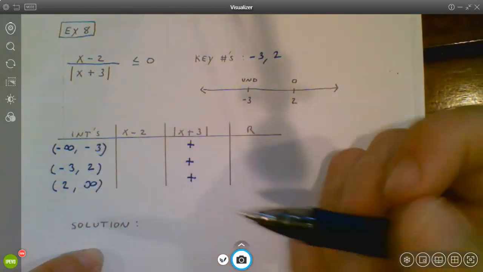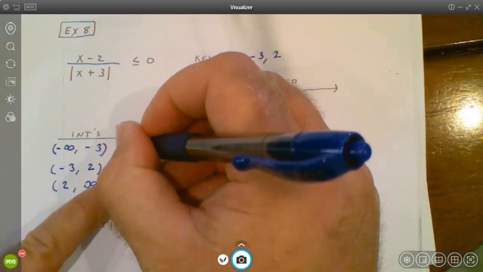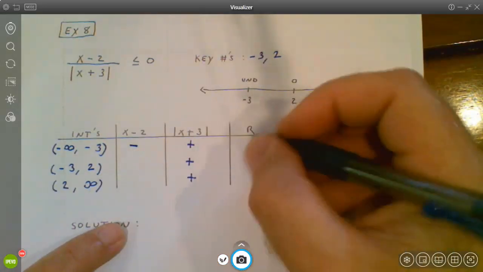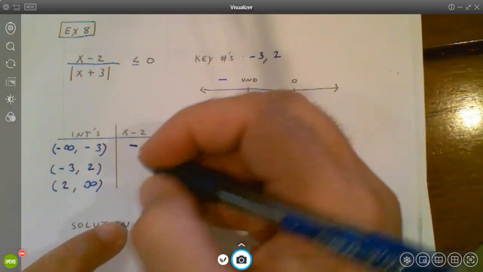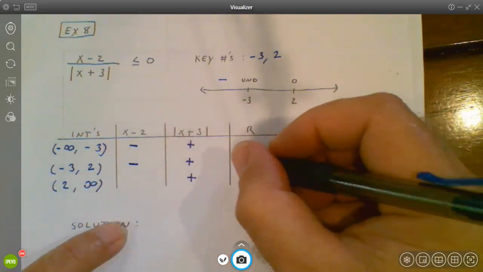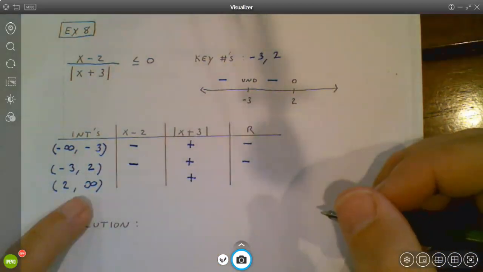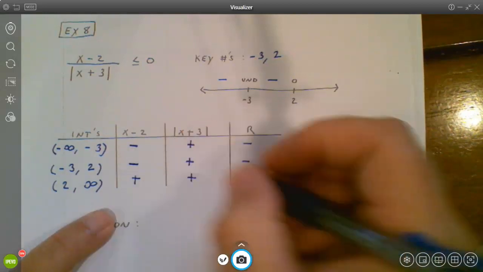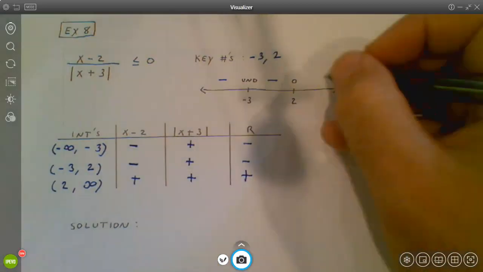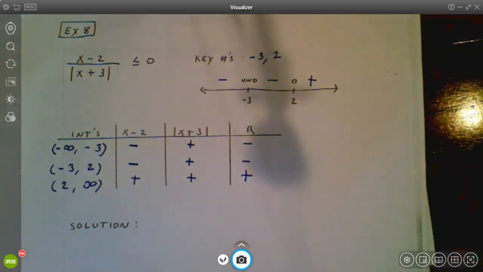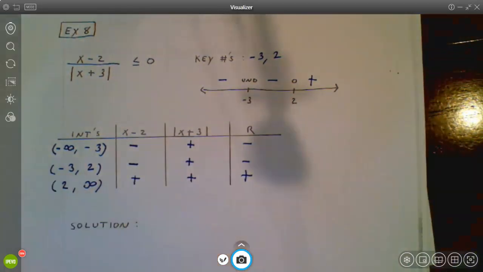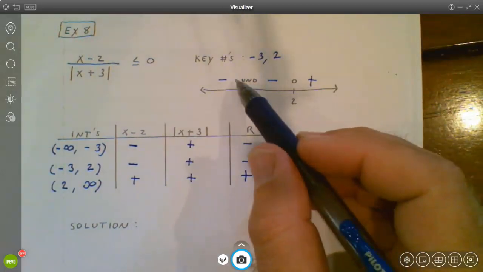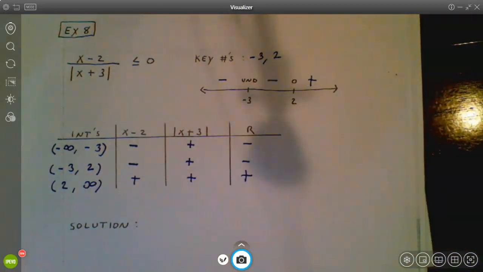So if I pick a number like negative 4, plug it in, it's going to be a negative. So this section is overall negative. Pick a number like 0, 0 minus 2, same result. And pick a number like 3, we get a positive, positive. So again, now just to go on to answer the question, what sections are less than or equal to 0? So obviously these two sections are less than or equal to 0.